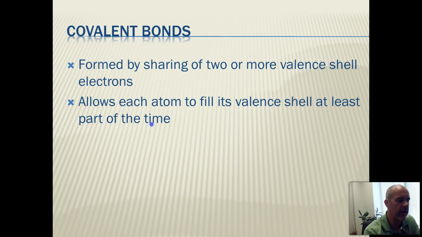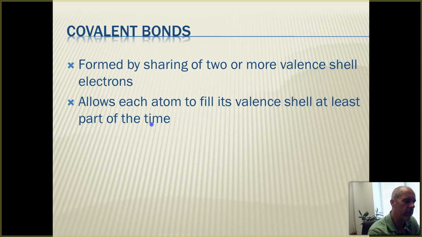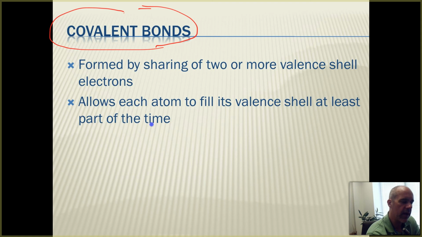Okay, so those are ionic bonds. Now what about covalent bonds? Most of the molecules that we'll talk about are formed through covalent bonds. All right, and so this is where you have 2 atoms that share electrons with each other. This is electron sharing.